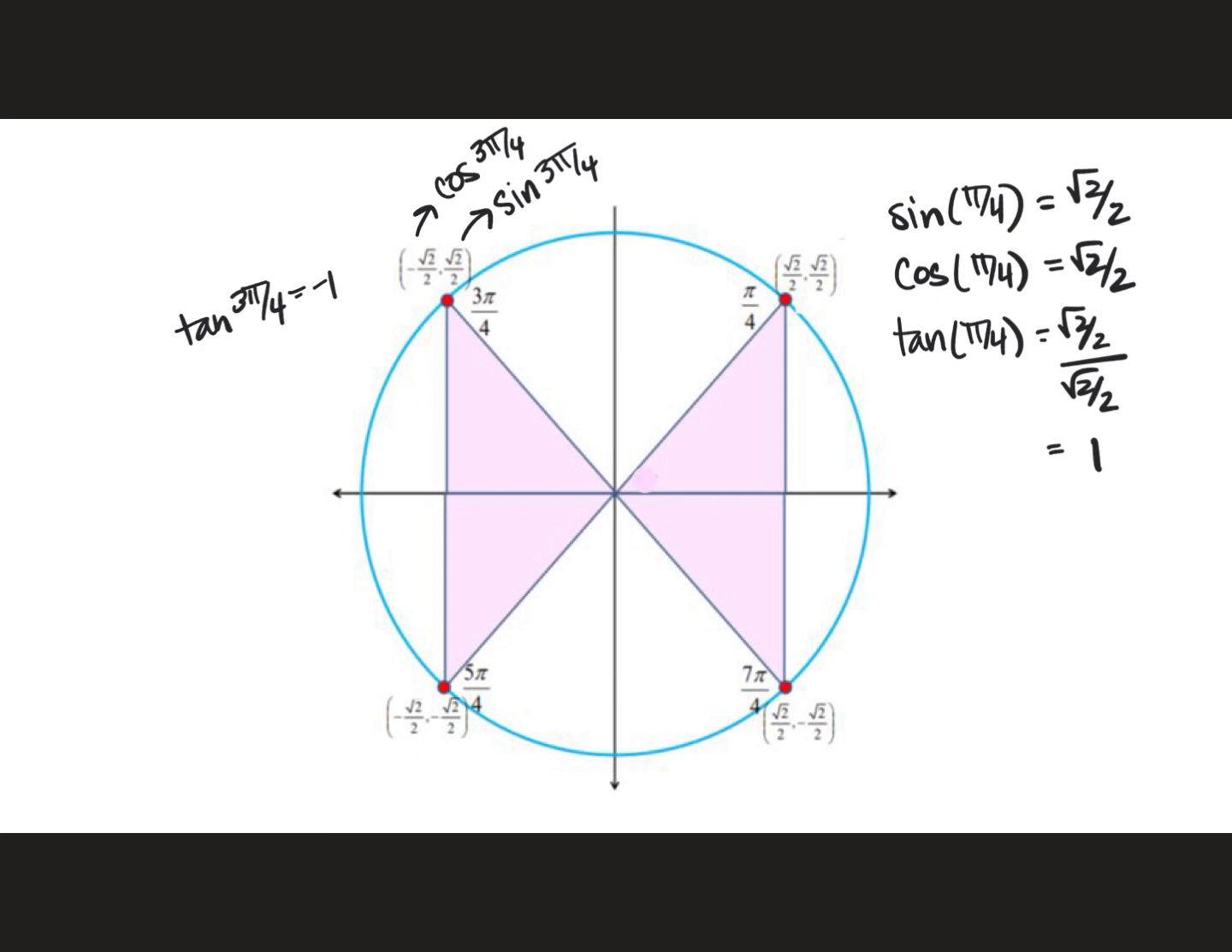Here in the third, cosine is first and sine is second. And then tangent would be back to positive 1. Fourth quadrant, cosine's first, sine is second. Tangent would be back to negative 1.